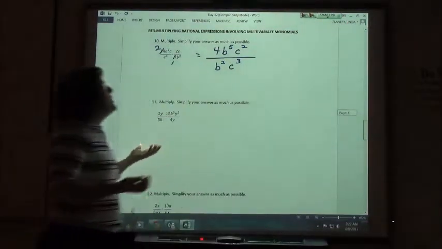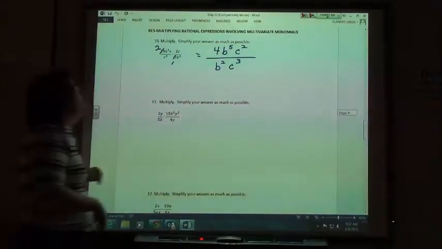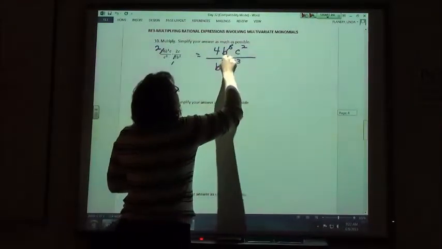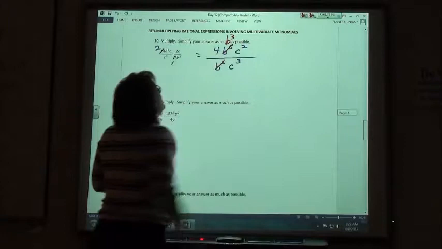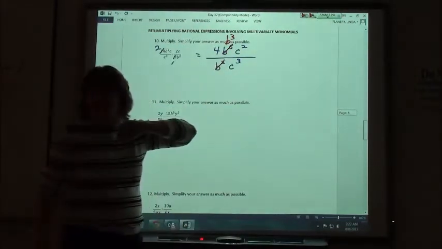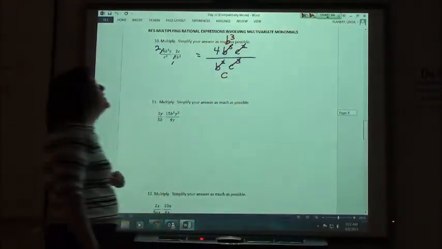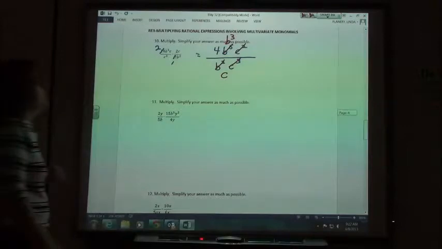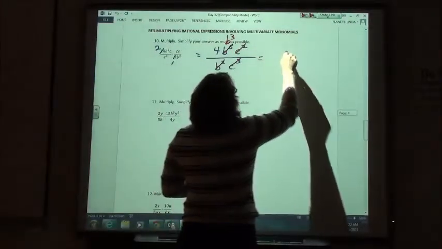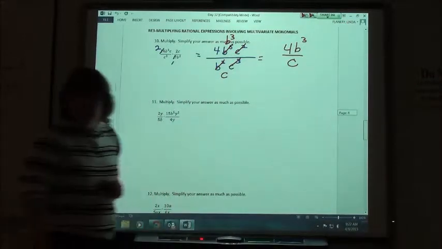Then all I'm going to do is cancel out my common factors on my variable. I've got a b to the 5th on top and a b squared on the bottom. I can take out the b squared, which leaves me b to the 3rd. I've got a c to the 2nd on top, c to the 3rd on the bottom. I can take out the c squared, which leaves me a c to the 1st, or just c on the bottom. So my answer, I've got a 4b to the 3rd on the top and a plain old c on the bottom.